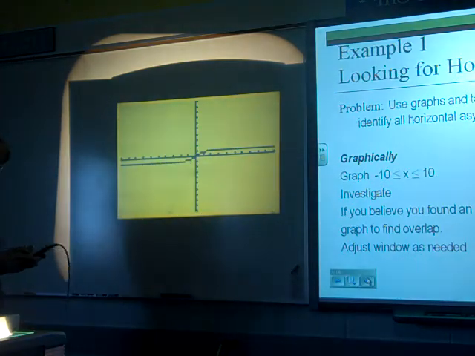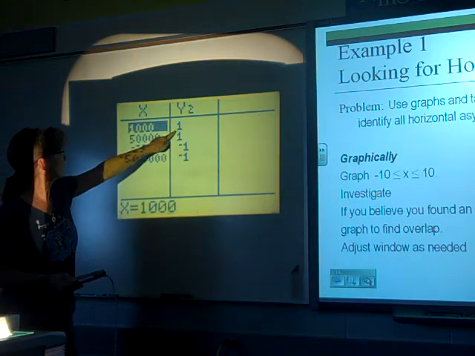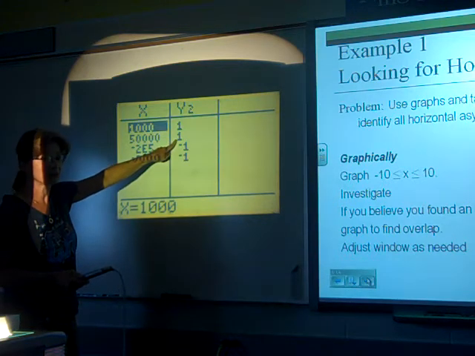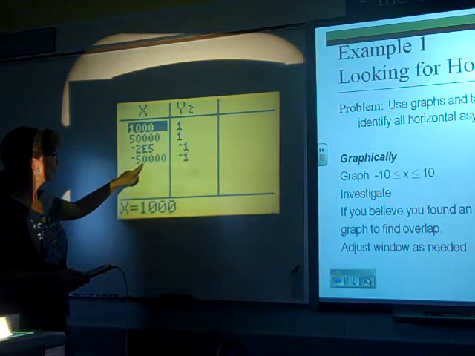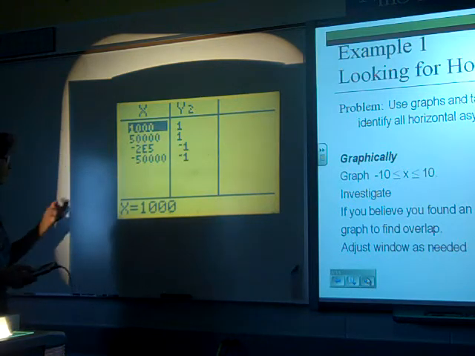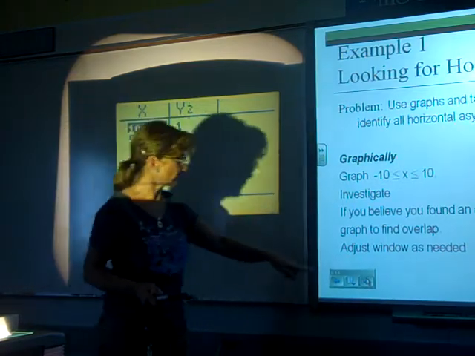If we look at our table, we look at 1,000, it's 1. We look at 50,000, it's 1. So positive infinity, the limit's going to be 1. Negative infinity, the limit's going to be negative 1. So just as we suspected graphically. So those are ways to find horizontal asymptotes.